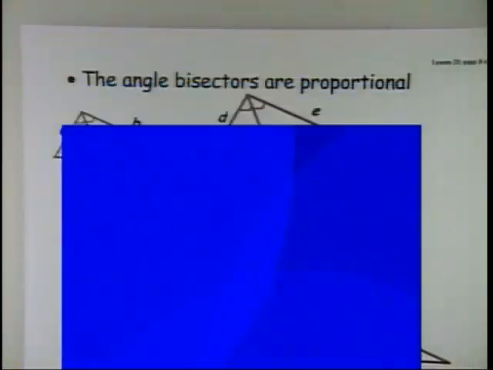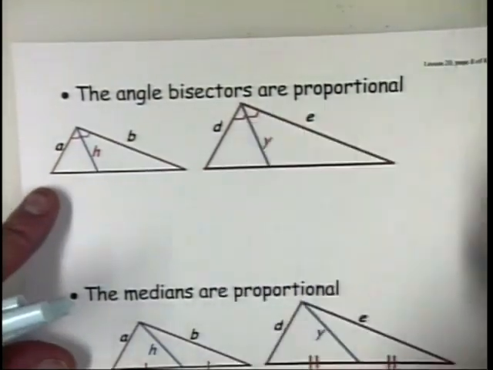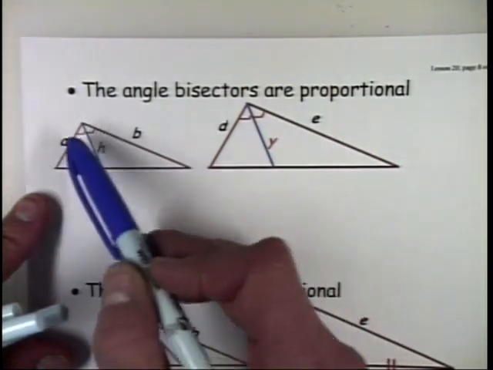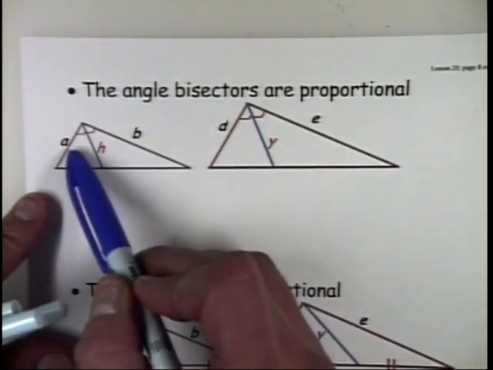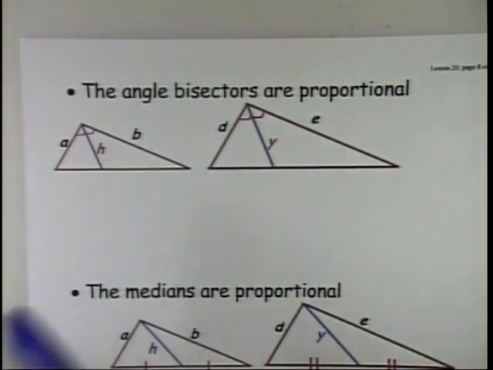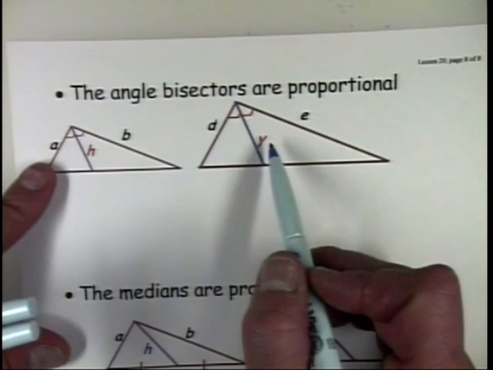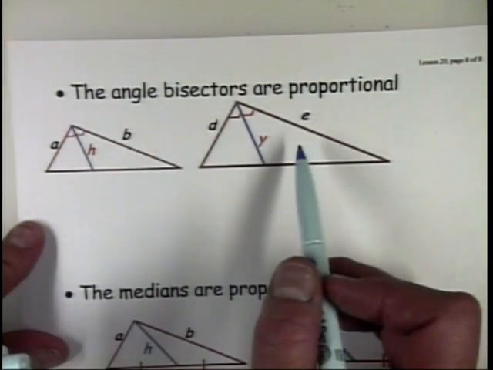We also know that in two similar triangles, the angle bisectors are proportional. Well, an angle bisector we've already seen today. It's dropped from one vertex and it bisects the angle. It doesn't necessarily have to be perpendicular, or it doesn't have to really bisect the opposite sides. It just bisects the angles. Well, I'm going to call the small one h and the large one y.